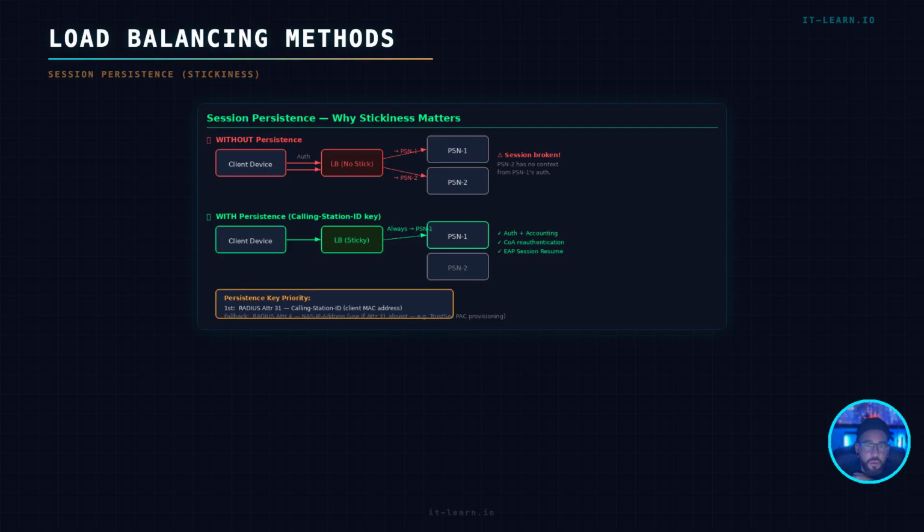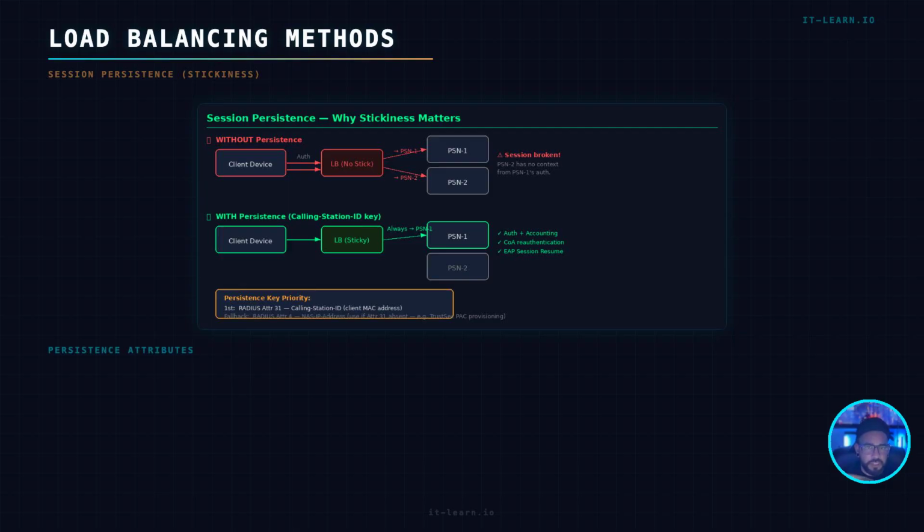ISE requires that all RADIUS packets for a given session go to the same PSN. Authentication, authorization, accounting, and any follow-up transaction like re-authentication after a change of authorization, it's also on the same pattern. If packets from the same device hit two different PSNs, ISE can't manage the session lifecycle properly and things start to break.